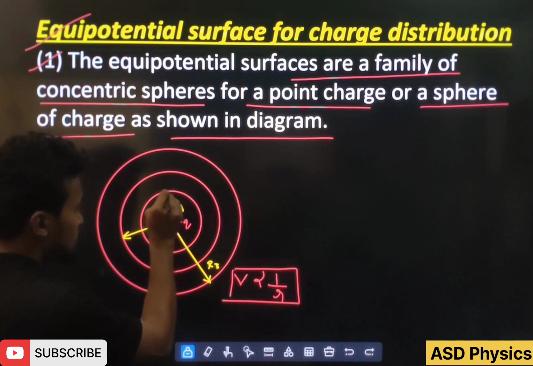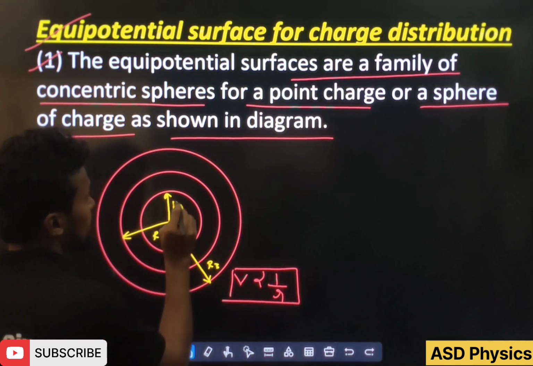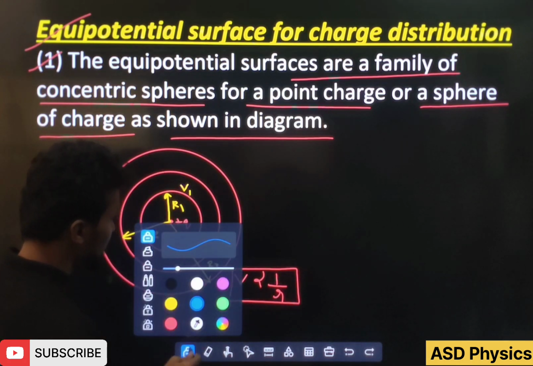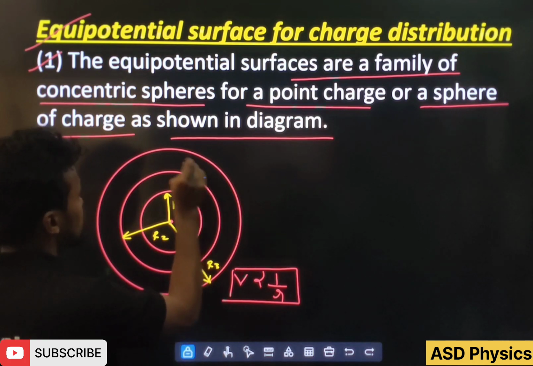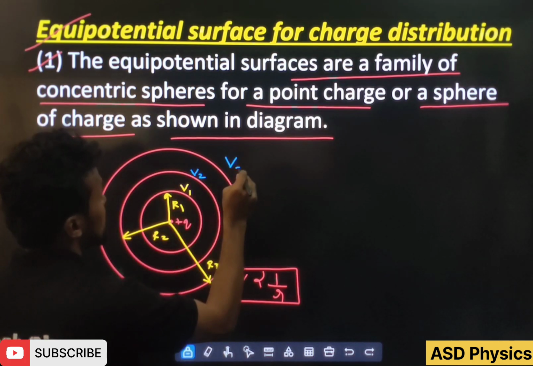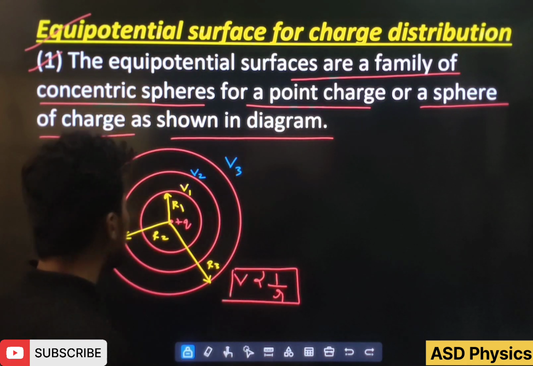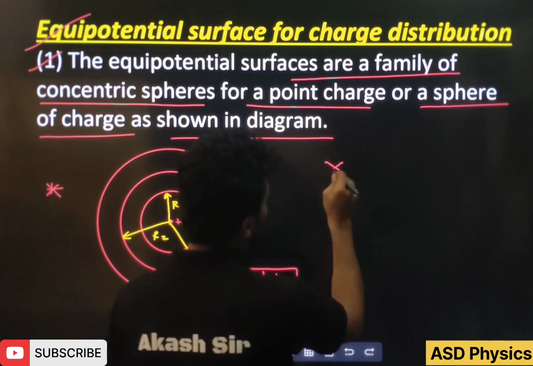So this first sphere is equidistant from the charge. So on the equipotential surface, all the points are at the same potential V1. Similarly, the points on the next sphere are also equidistant, that means here V2, and here V3, like this. So they are equipotential surfaces. This is for the point charge, and we can take any spherical configuration also.